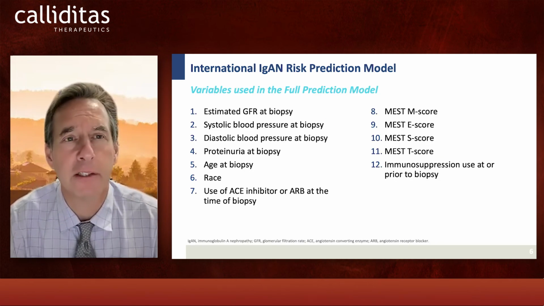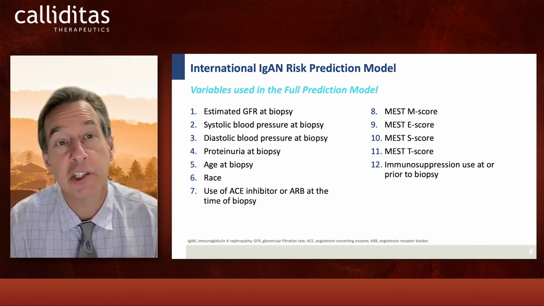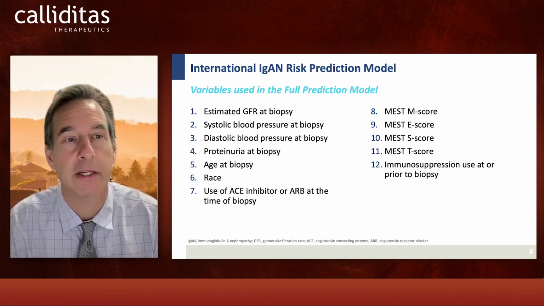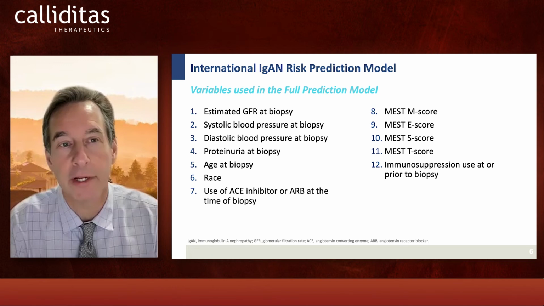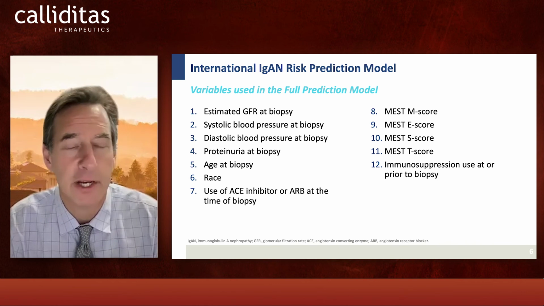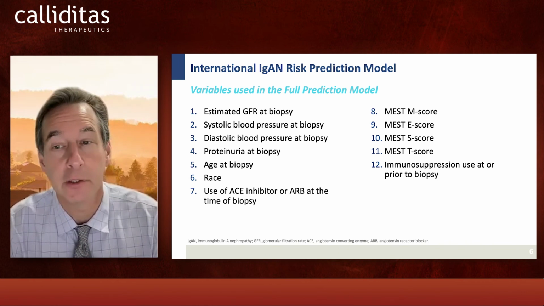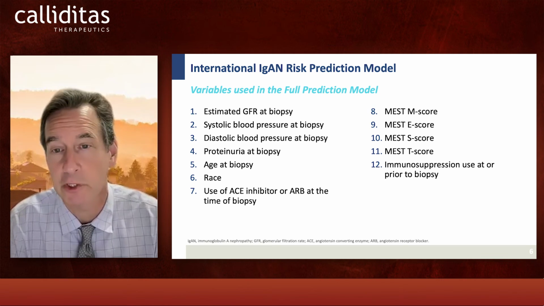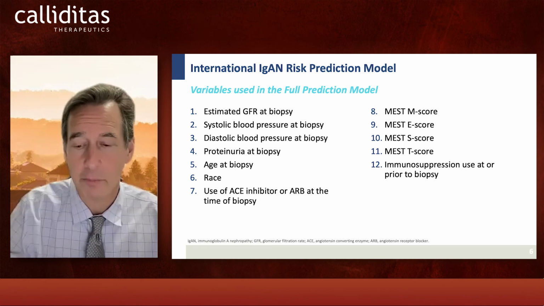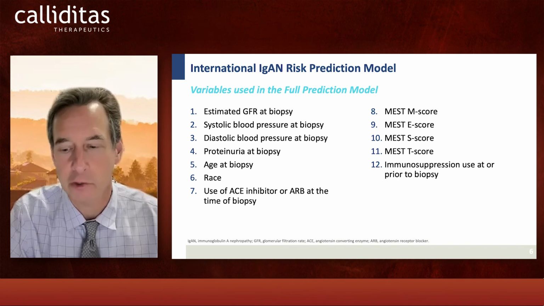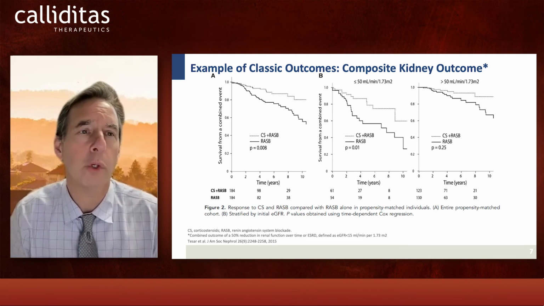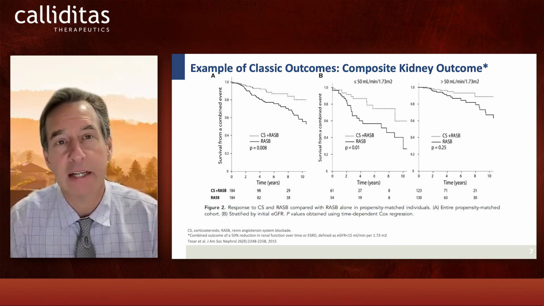And taking all of these factors together, the International IgA Nephropathy Risk Prediction Model was created and subsequently well validated. If you use multiple variables, including estimated GFR at the time of biopsy, blood pressure, urine protein, patient characteristics such as age and race, their use of medications such as ACE inhibitors or exposure to steroids, and their pathology features, you can make a decent prediction from biopsy of how their kidney function will fare over the next 5 years.